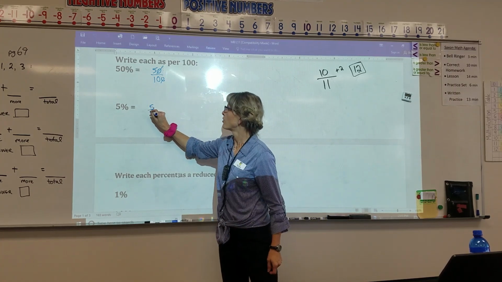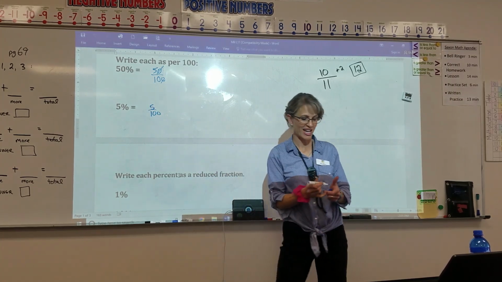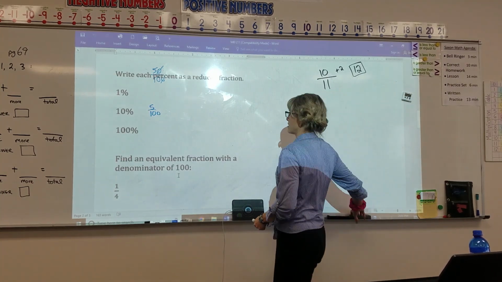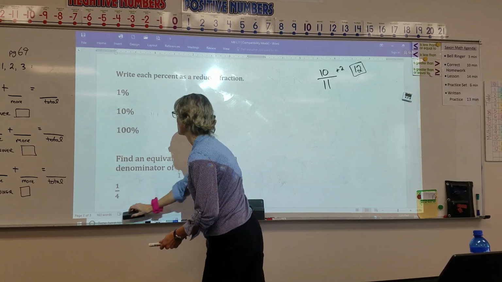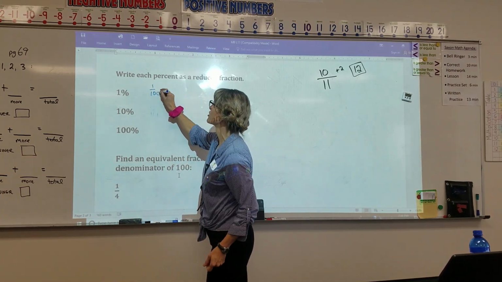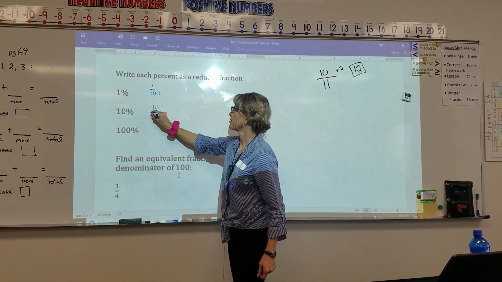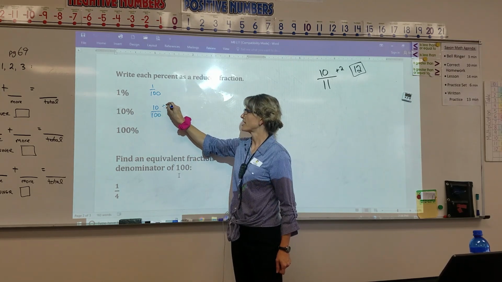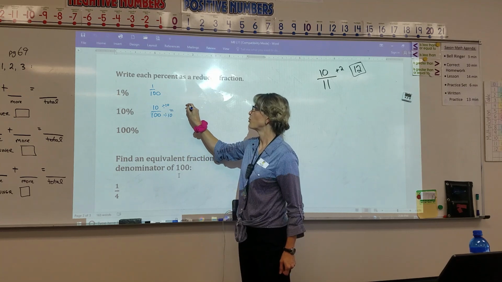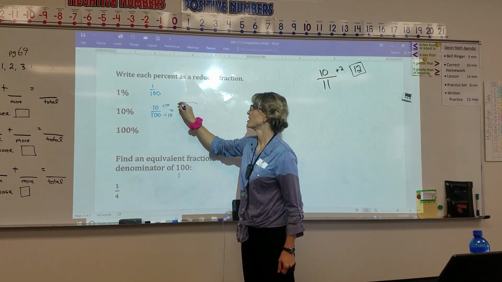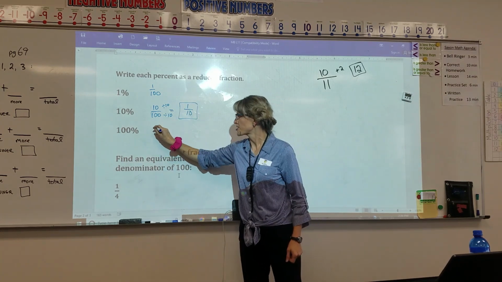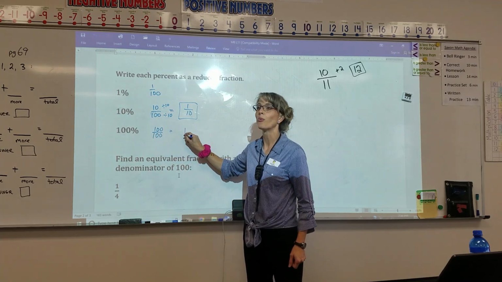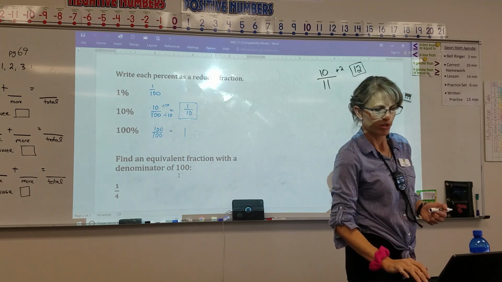5%, 5 over 100, 5 per 100. And I can leave it like that because it said per 100. But now we're going to reduce. So 1% would be 1 per 100. I can't reduce that. 10% would be 10 per 100. I can reduce that. I can factor out or divide out a 10. Divide out a 10 gives me 1 on top and 10 on the bottom. It's reduced. 100% is 100 per 100, which is 1. It's like 1 whole. Picture that.